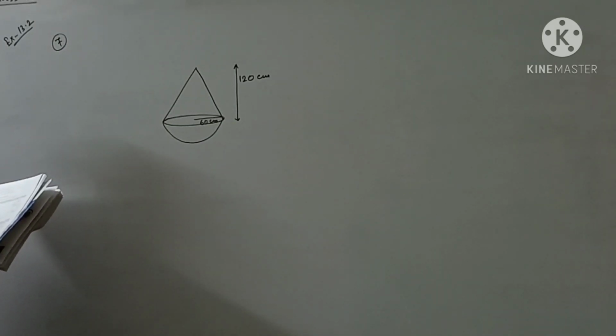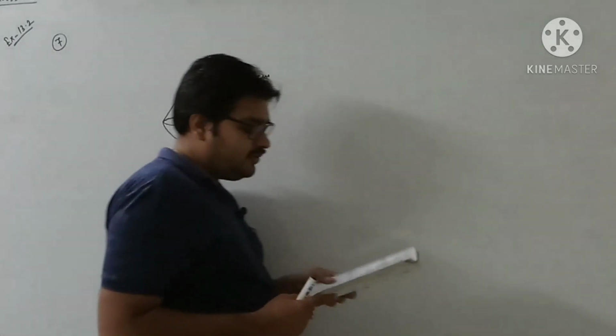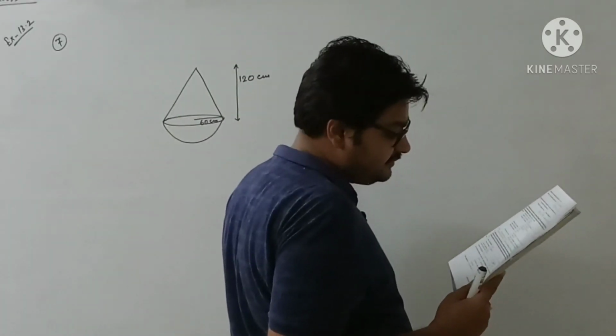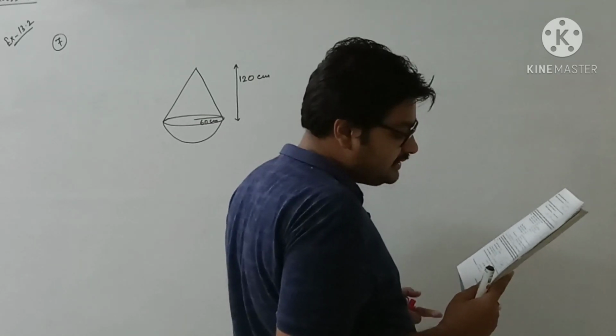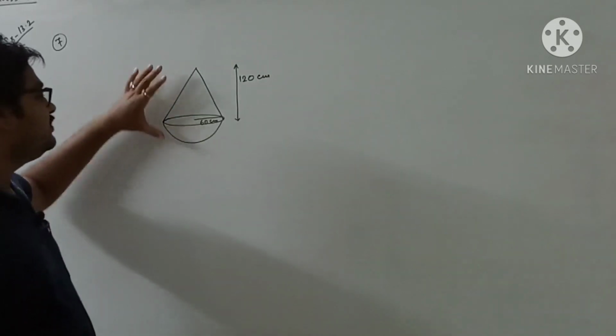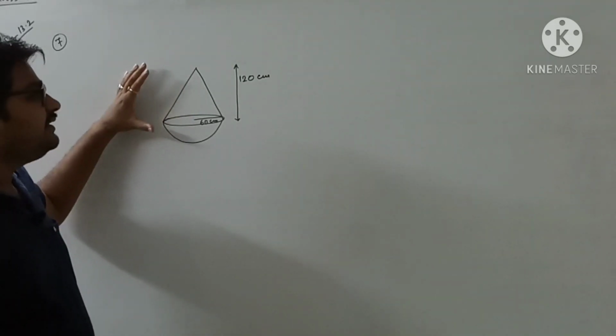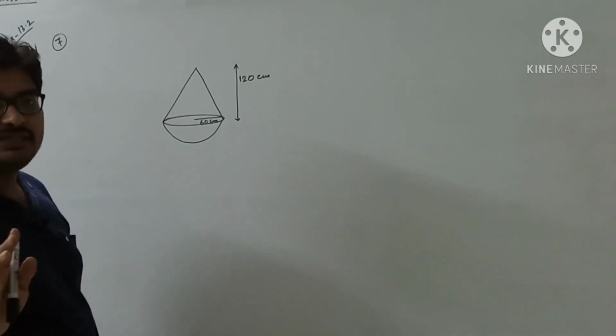Placed upright in a right circular cylinder full of water such that it touches the bottom. Find the volume of water left in the cylinder if the radius of the cylinder is 60 centimeter and height is 180 centimeter. Achha. So what has been done? Again we are just reading this one. Placed upright. Okay. So what has been done? This solid has been kept in a cylinder.